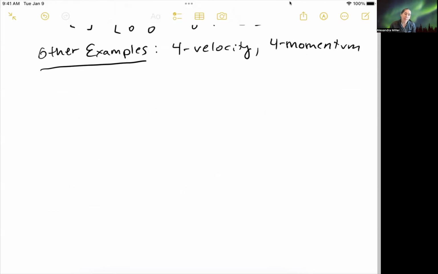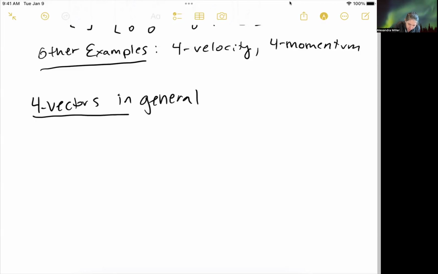So beyond simply the fact that now we have 4 of these components instead of 3, there's deeper meaning to the term 4-vector. So what is a 4-vector? Or I should say 4-vectors in general. Well, they're all going to have 4 components, thus the name. But the more important defining factor is that they all are objects that transform in the exact same way as our position 4-vector transformed.